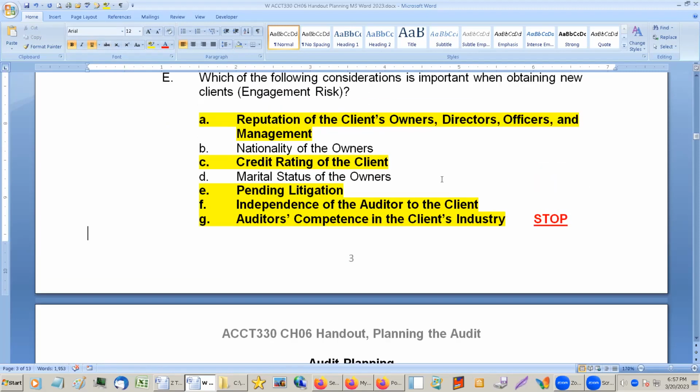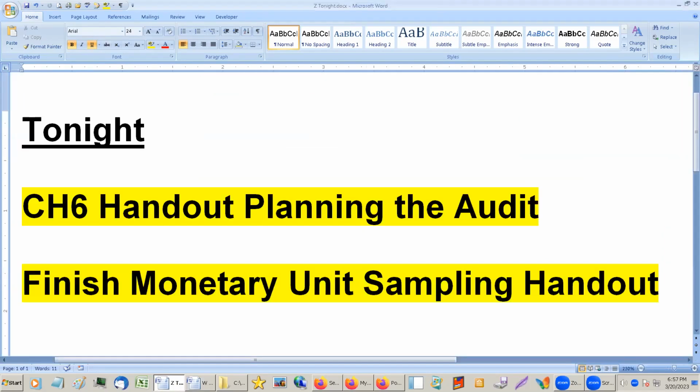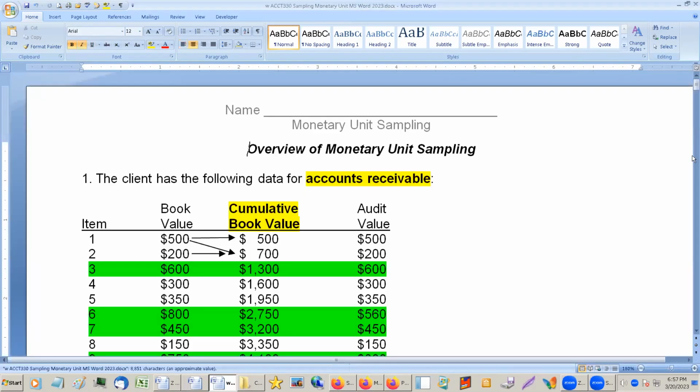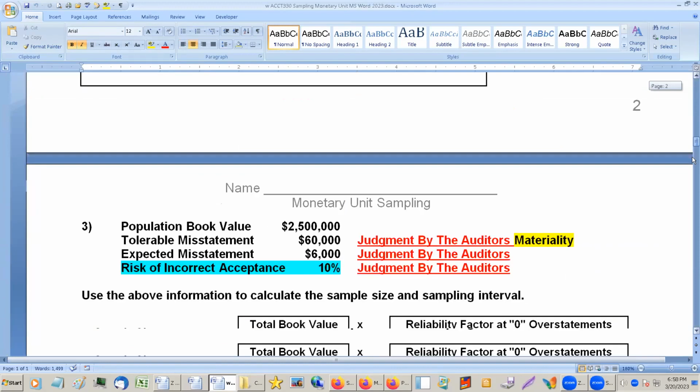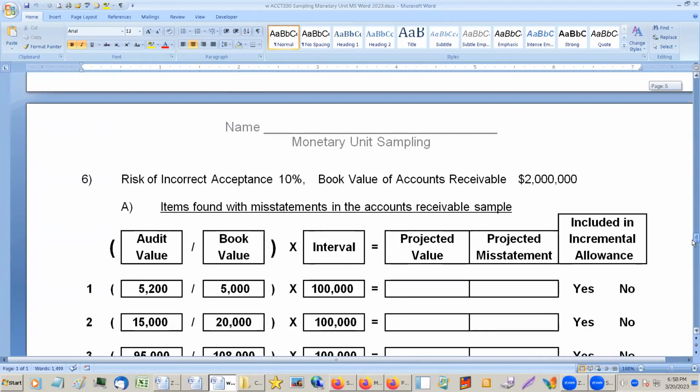Okay, so we will stop here, and I think the next thing we'll do is finish up that monetary unit sampling. Hopefully we get out a little early tonight, we'll see. Monetary unit sampling, I think we still need to do number 6 and 7. All right, so what time is it? 6:50. Let's say 7:10. Be back at 7:10.